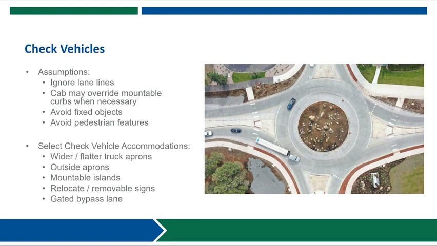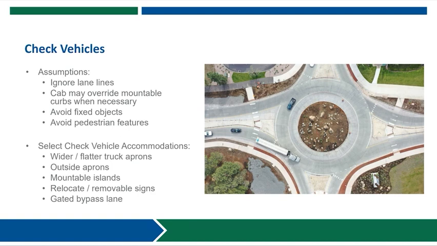We're going to assume that the cab of the vehicle may need to drive over a truck apron or mountable island to go through the intersection. But really, it's trying to find that path just to be able to make sure that it's being accommodated, that it can get through if one needs to go down that route that takes it through the intersection.